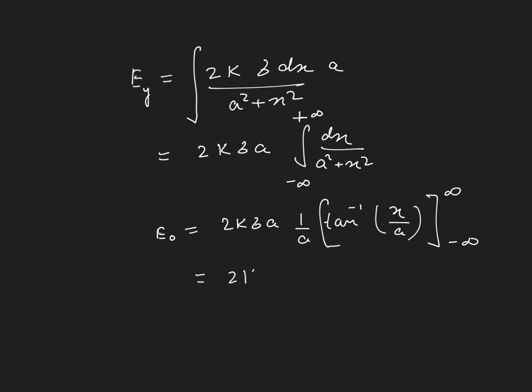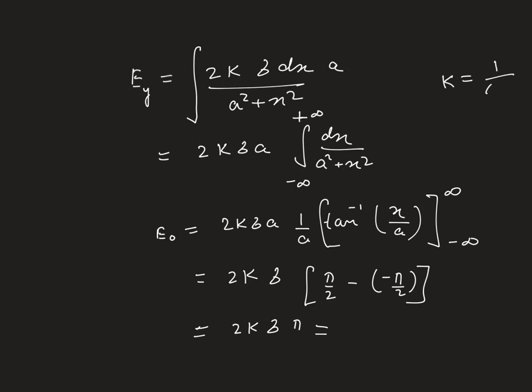So you'll have 2k sigma a, and a and a will get cancelled out. We'll have tan inverse infinity, that is pi by 2, minus tan inverse minus infinity, that is minus pi by 2, and you will have 2k sigma pi. If we change the value of k, what is k equal to? k is equal to 1 by 4 pi epsilon naught. So you'll notice that pi and pi get cancelled out, and 2 cancels with 4, so you'll get sigma by 2 epsilon naught.